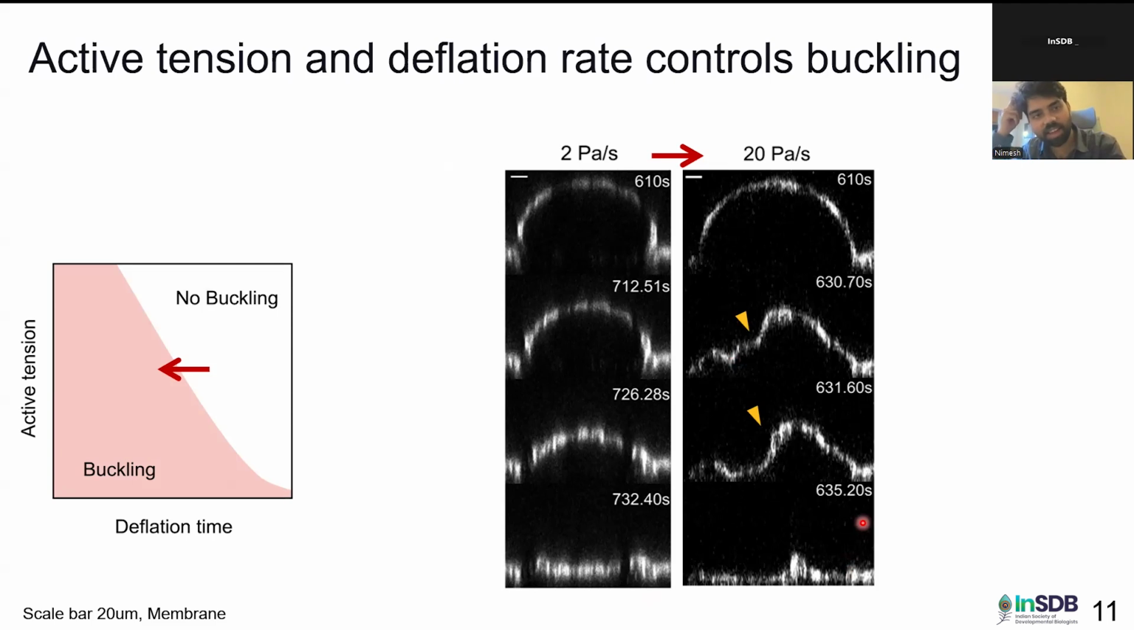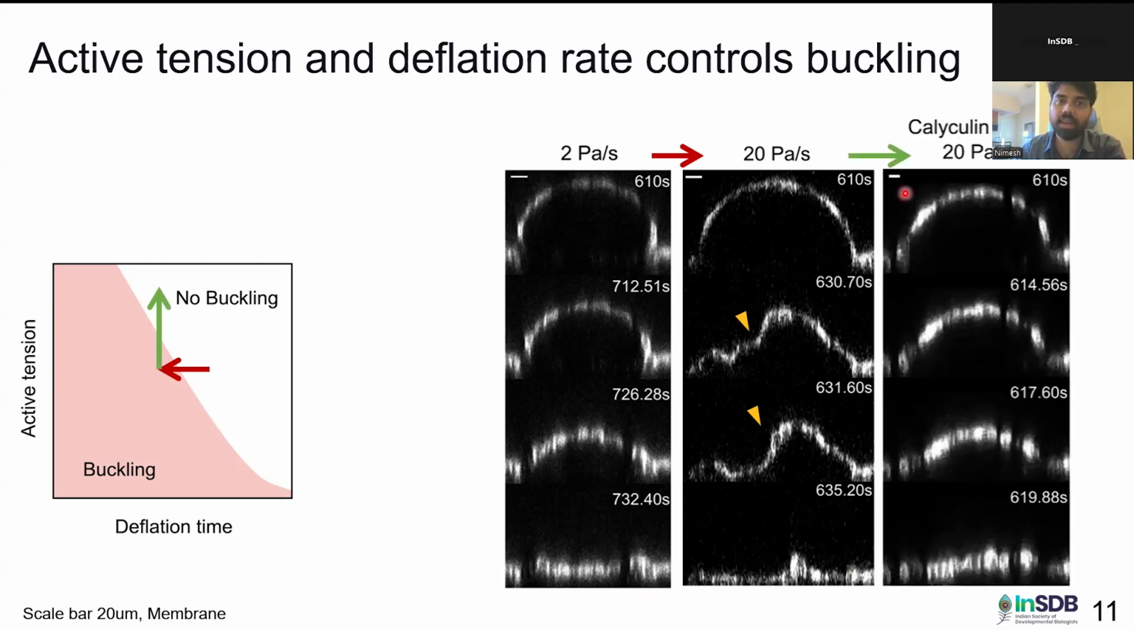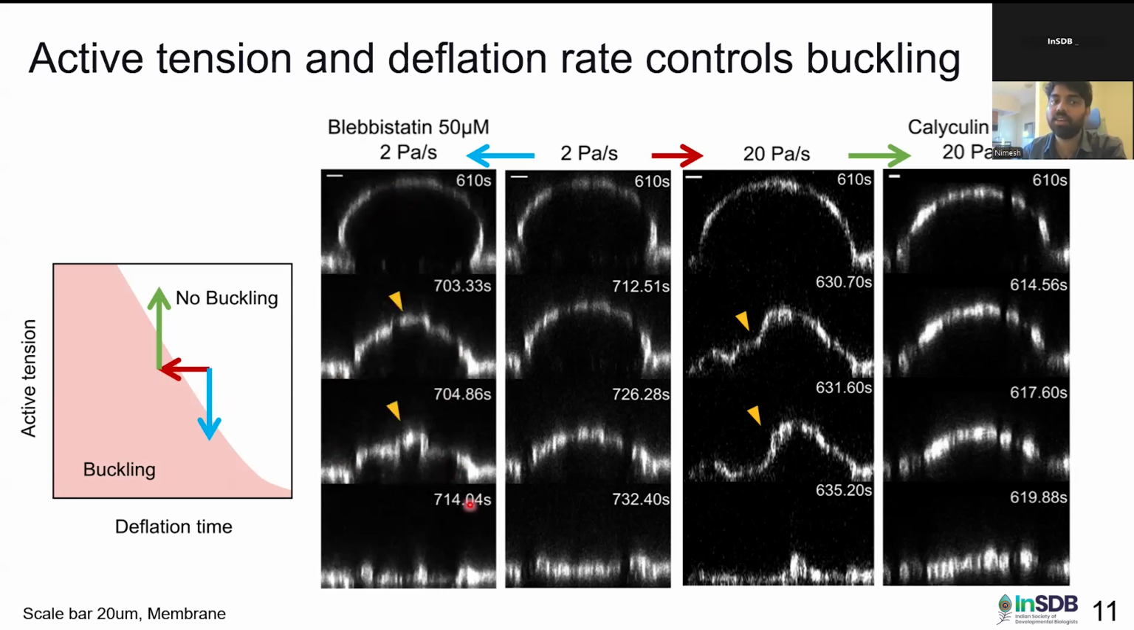So we decided to probe the active tension component of this. The idea is that the more active tension, the shell would not buckle. And what we saw by adding calyculin, which increases myosin activity, is that the case where tissue would have buckled does not buckle. And the other way around, in a slow case where tissue does not buckle, when we reduce active tension by adding blebbistatin, we see that the tissue does buckle. So we understood the parameters controlling buckling and material properties: just active tension and deflation.